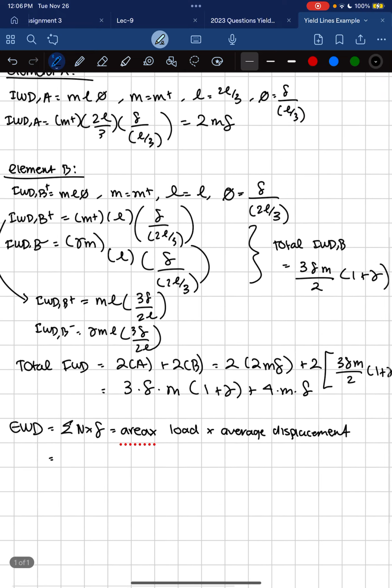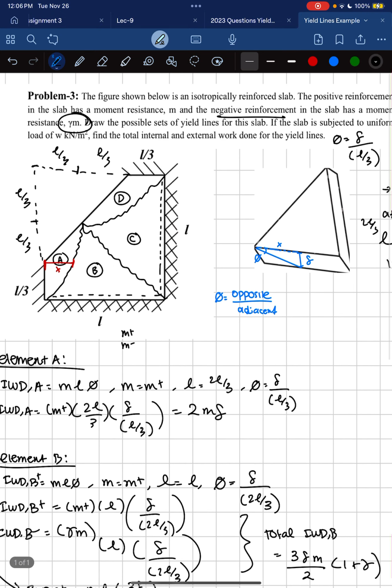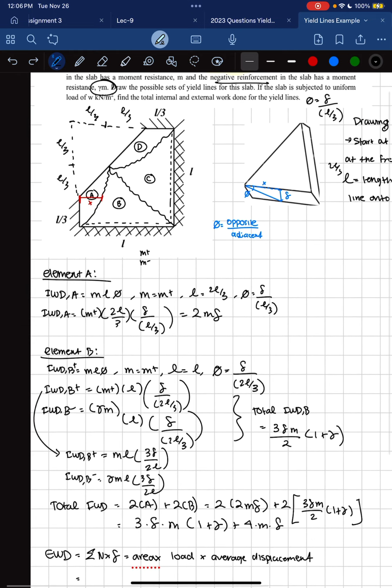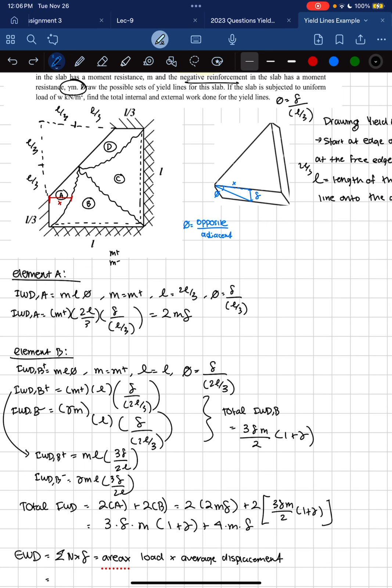And so when we're calculating external work done, there's two types of questions that he asks. It can either be isotropically reinforced or orthotropically reinforced. So when it's orthotropically reinforced, that means that the moment capacity is different in the x and y directions. But it's isotropically here, so we don't have to worry about that. So we can just calculate the entire area of this. Yeah, and it just makes it way easier.